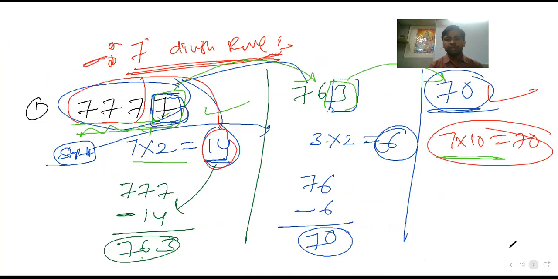Lastly 7, which I told you just now. Take the last digit of the number, double it, and subtract it from the rest of the number. Then the number of digits decreases, and you can repeat the same procedure. If the final answer, 2 digits or 1 digit, is divisible by 7, then the entire number is divisible by 7. I hope it's very clear.